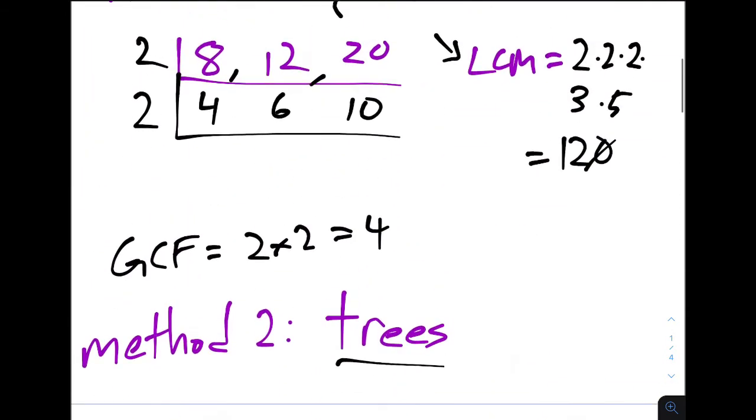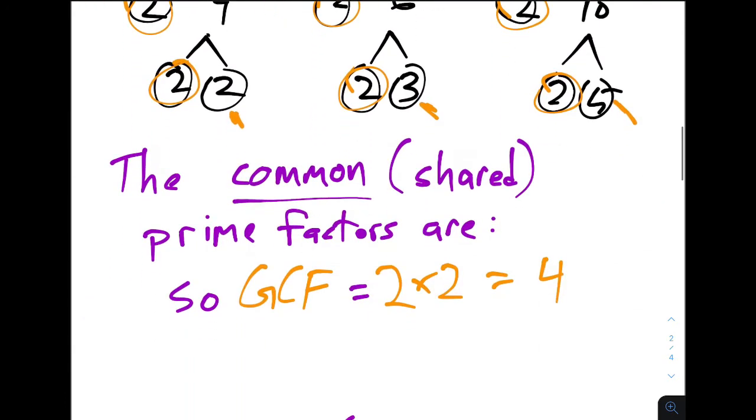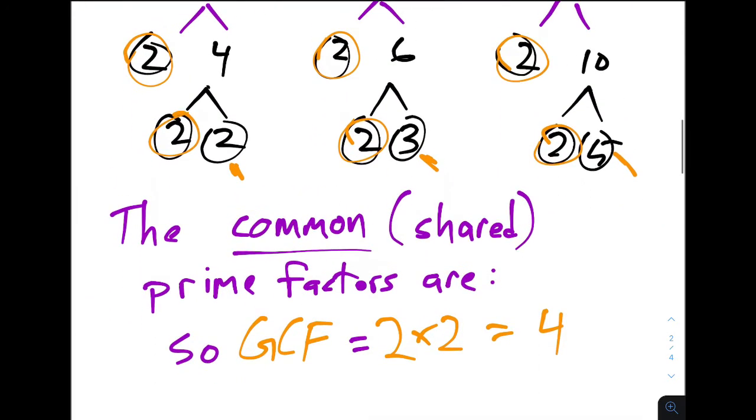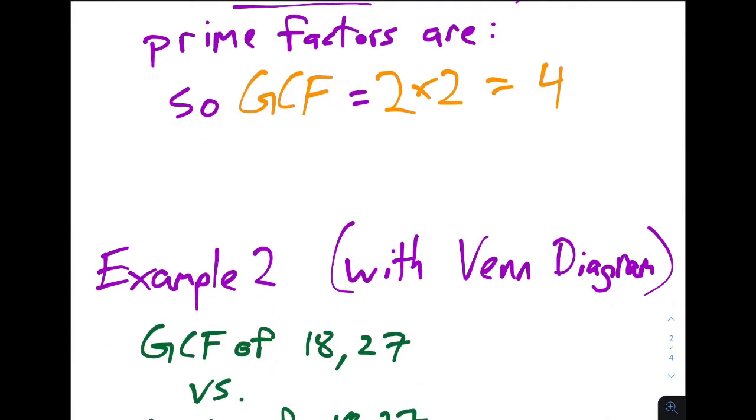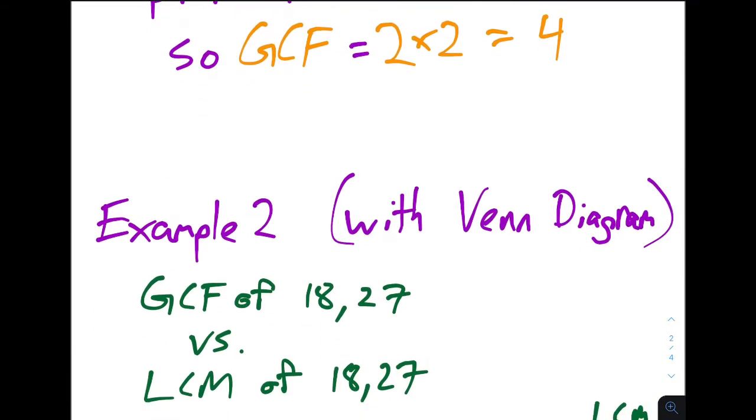Same answer as before, right? GCF of 4. LCM would be the same too. If we were to multiply out all these prime factors, we'd get 120 again. Both of them work both ways. So again, for GCF, we're trying to find all the factors and then which ones are in common across all of them.